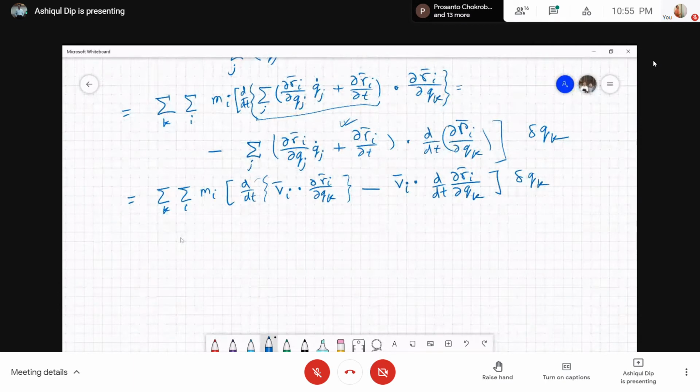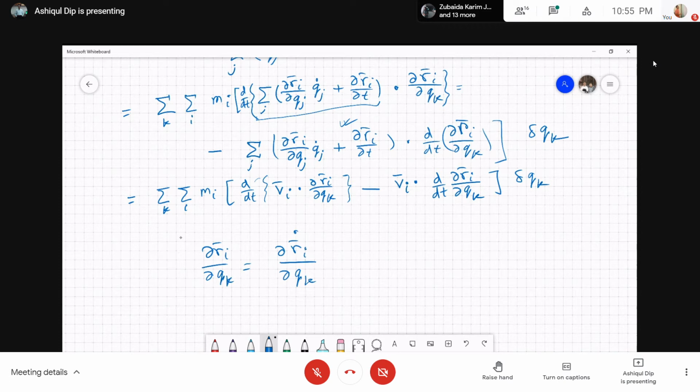One thing, we call it cancellation of dots. My claim is that ∂r_i/∂q_k is equal to ∂r_i dot/∂q_k dot. Not by definition, it's equal. I claim. We can prove it actually, using the chain rule.